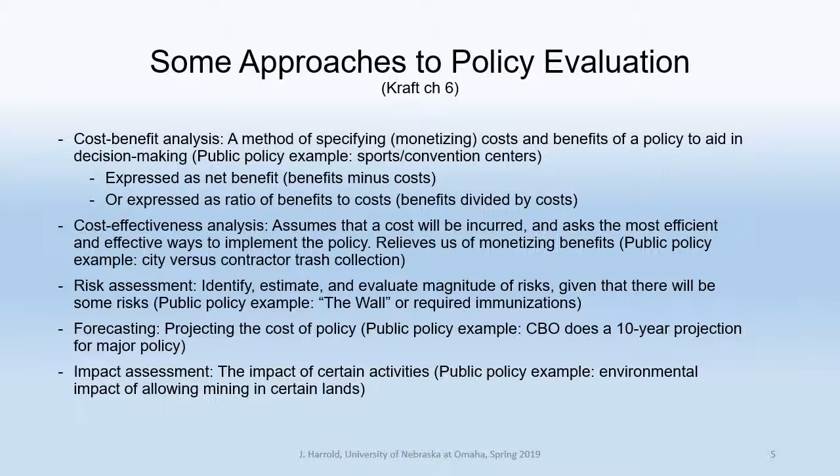And then there's forecasting. So projecting the cost of policy, that's exactly what the Congressional Budget Office does. It does a 10-year projection for major policies. And so when you see headlines like the 2017 tax bill will raise the deficit by 1.5 trillion or something like that, what that really comes from is the CBO projection of policy. So CBO typically presents its forecasting in terms of a dollar amount, but that dollar amount is typically over a decade. It's usually not over 1 year. It's usually over a 10-year period.